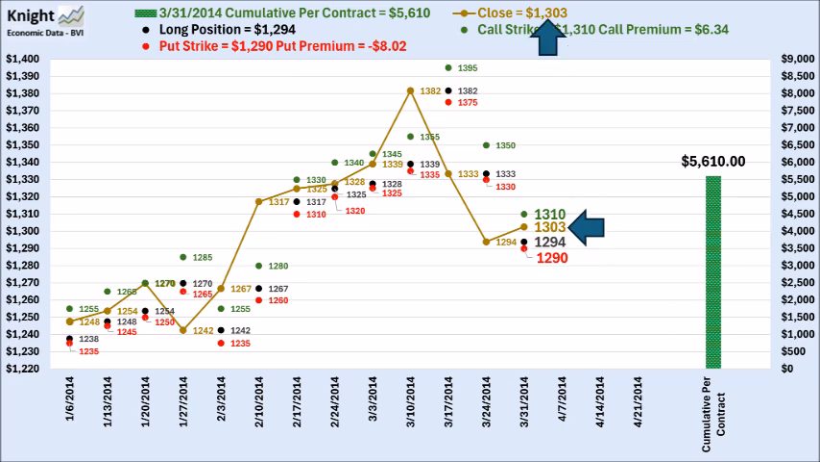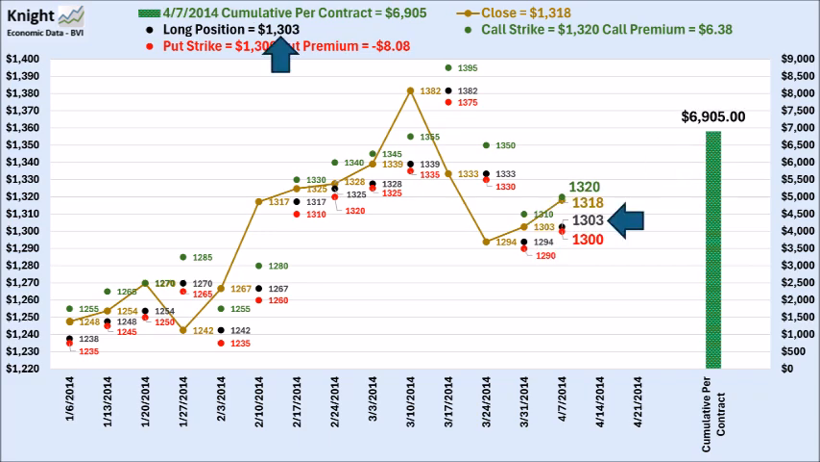At expiration, the market settled at 13.03. Neither the 13.10 call nor the 12.90 put were exercised, netting us $620 on the week, bringing the cumulative net profit up to $5,610. We're coming into the next week long at 13.03. We lay down our 1-week collar.